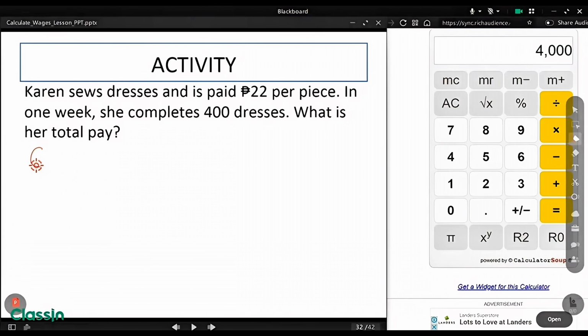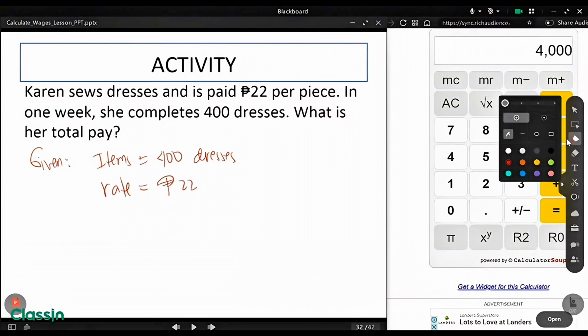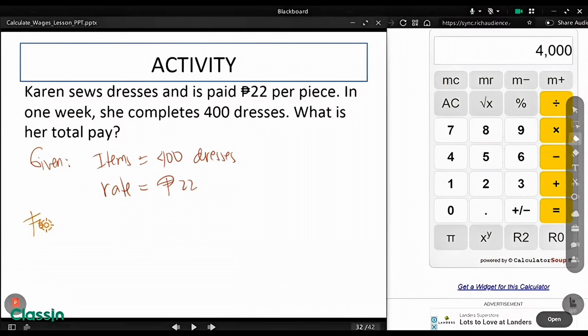So let's write all the given. The item she completed is 400 dresses. And the rate per dress is 22 pesos. For the formula in getting the total pay, items times rate.